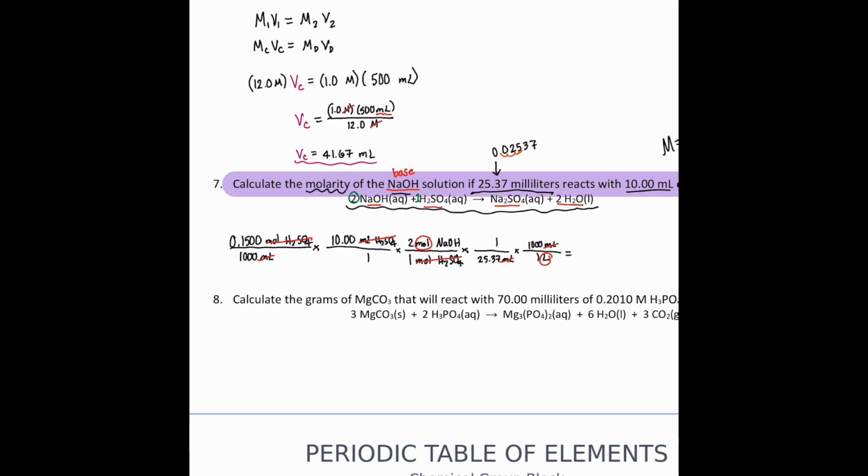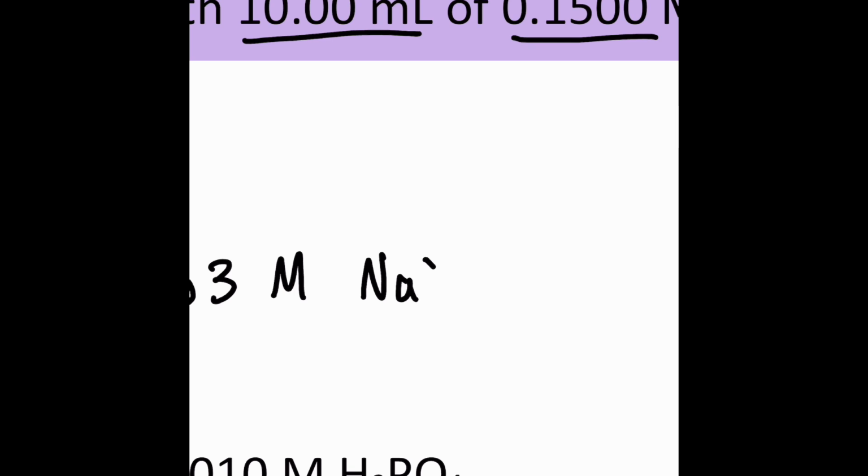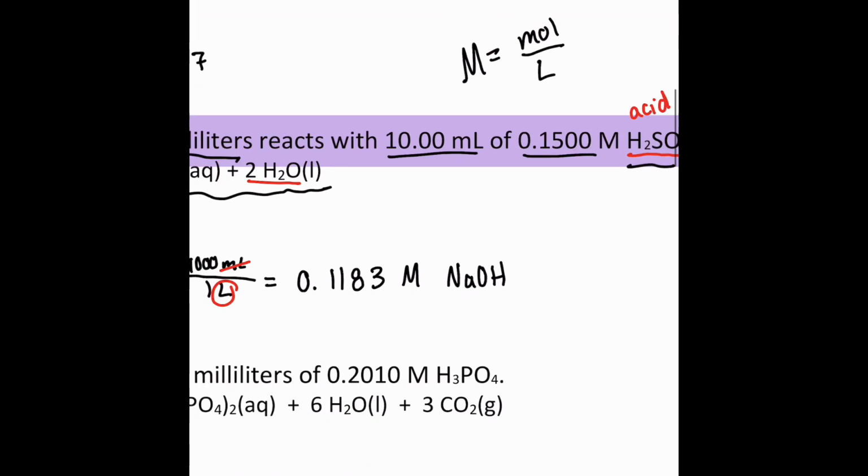0.15 times 10 times 2 times 1,000, all over 1,000 times 25.37. And you are going to get, for your answer, 0.1183 molarity for our sodium hydroxide. And that will be your answer.